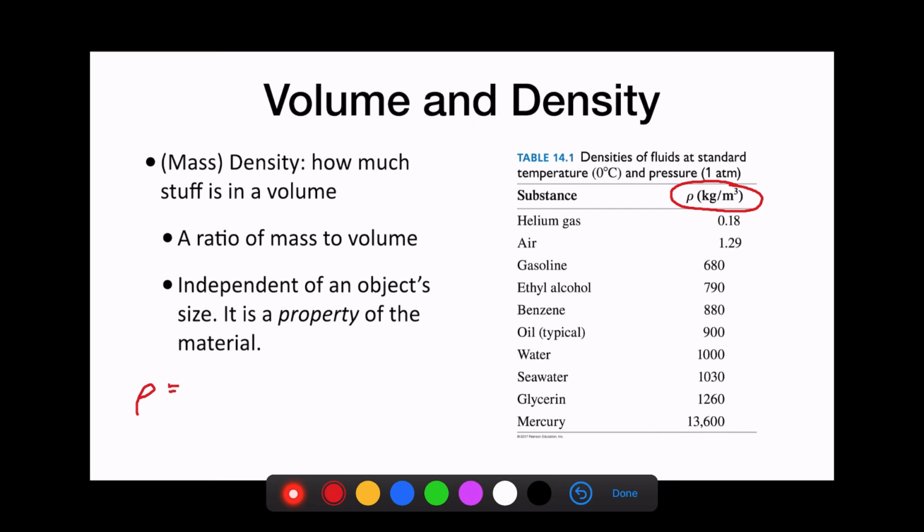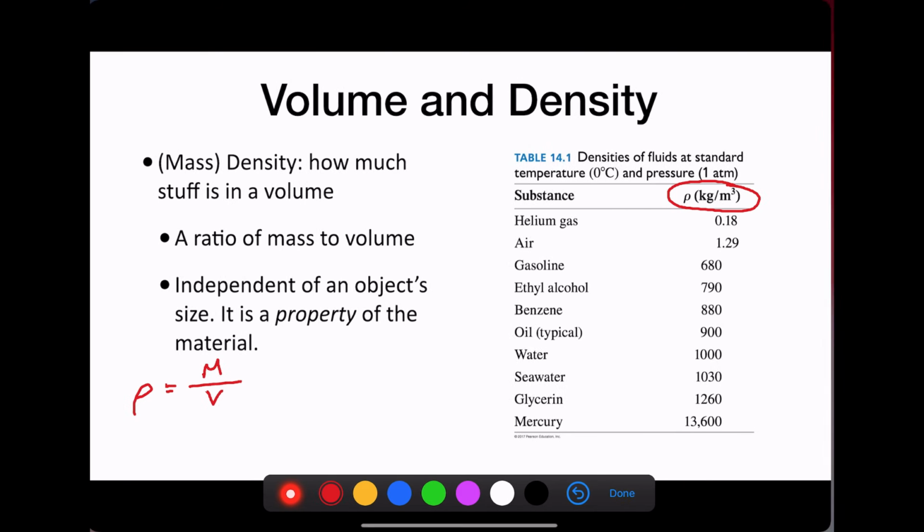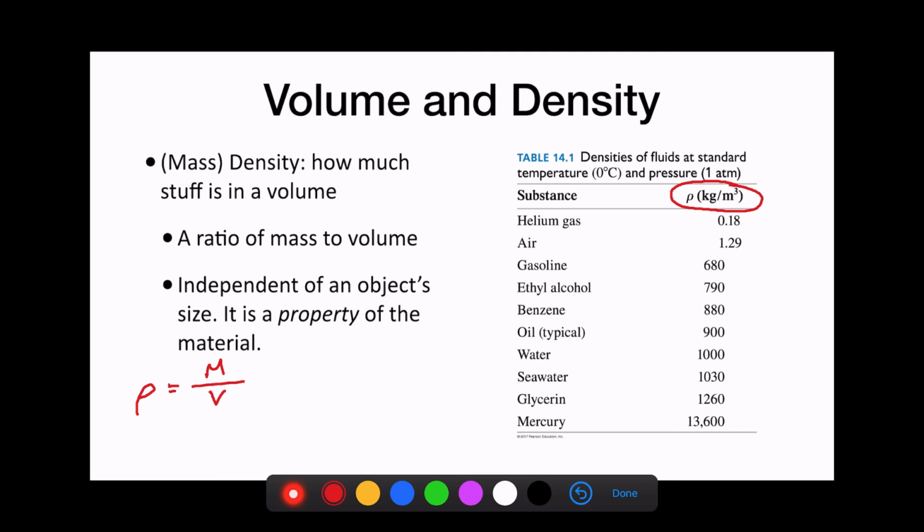Density is mass over volume. It is independent of the object's size. It's actually a property of the material itself. So a chunk of mercury is going to have the same density as half the chunk of mercury. Mass can change depending on how much of something you have, whether you have a big chunk or a small chunk. The density of that is going to stay the same, with the exception of gases. Since gases are compressible, their density can be changed.